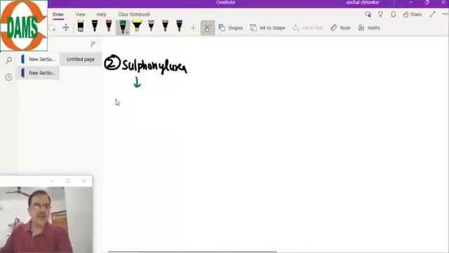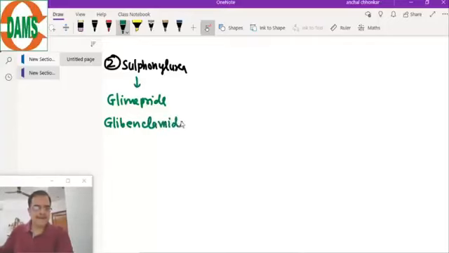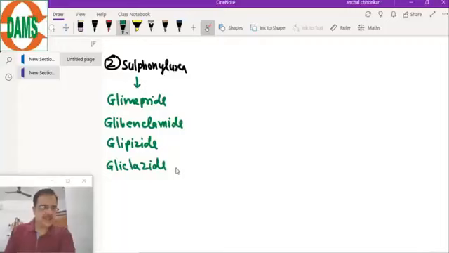So sulfonylureas include drugs like glimepiride, glibenclamide, glipizide, gliclazide. So these are the drugs, the second generation sulfonylureas.